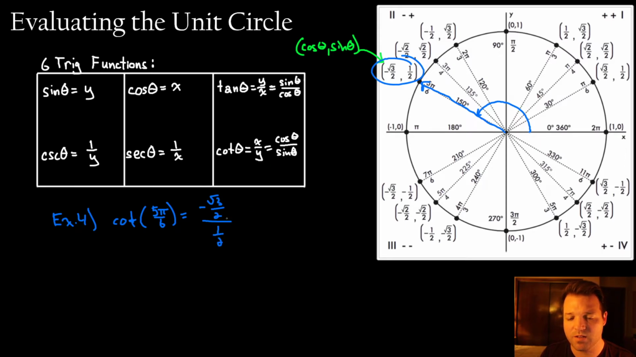And again, when I divide by a fraction, it's the same as multiplying by its reciprocal. So this is the same thing as negative root 3 over 2 times 2 over 1. And when I multiply, these 2's are going to cancel, getting you negative root 3 over 1, or just negative root 3. So if I wanted to figure out what the cotangent of 5 pi over 6 was, what that actual measurement was, it's negative root 3. Okay? All right, let's go.